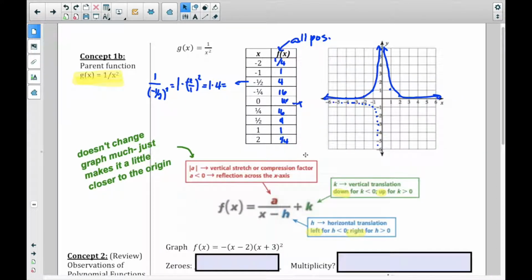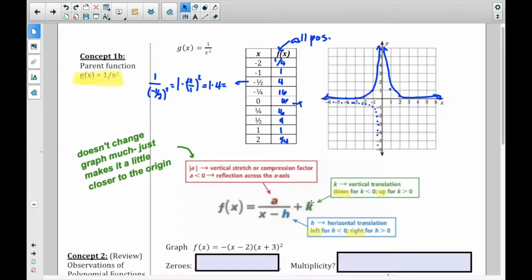Here are our HIVO rules. The A, and I mentioned this a minute ago, the A doesn't change the graph much. It just makes it a little bit closer to the origin or farther away, depending on which way. But as far as a testing situation goes, I'm not going to test you on that because it's just really hard to see it or to graph it or anything. It's such a minute little change. So that A is not something we're really going to focus on as far as transformations go.